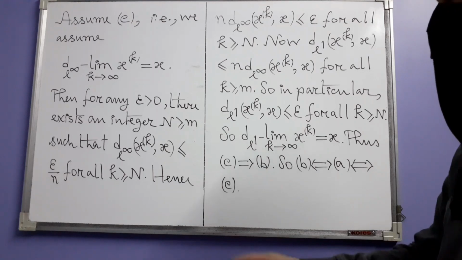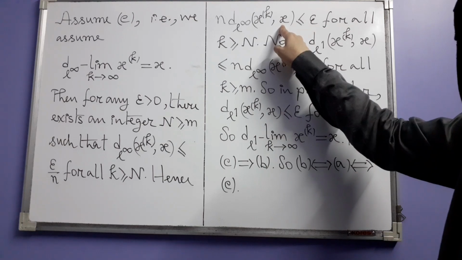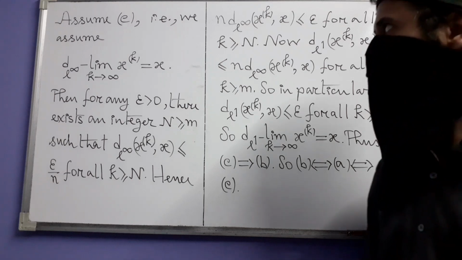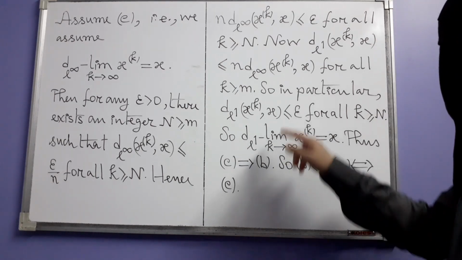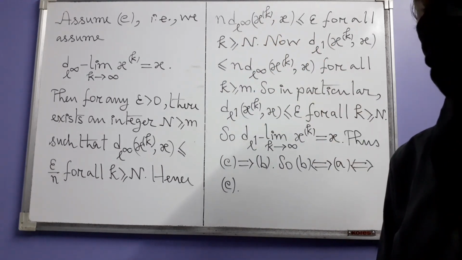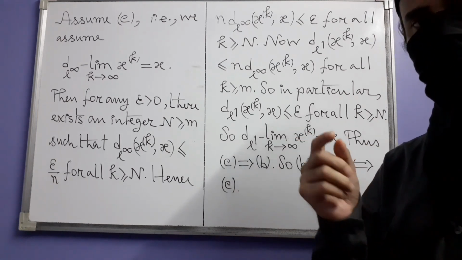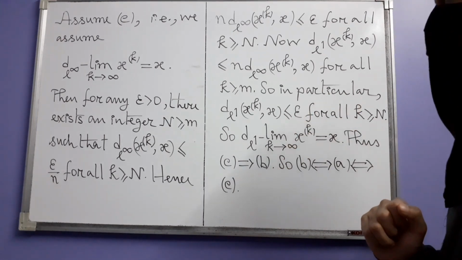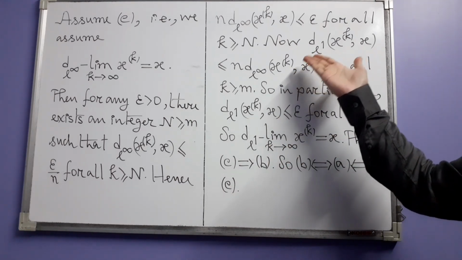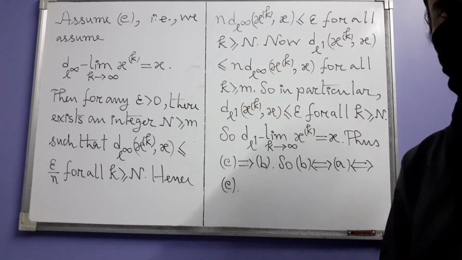If you multiply both sides by n, because n is a positive integer, you will get n times dl infinity distance between xk and x is less than or equal to epsilon for all k greater than or equal to n. And we need this n because we want to relate dl infinity to dl1. If you go back to the inequalities 12.1 and 12.2, there is no direct relationship between dl infinity and dl1. However, you can combine those two inequalities and get this fact, that dl1 distance is less than or equal to n times dl infinity distance.